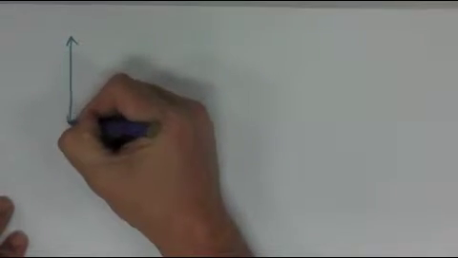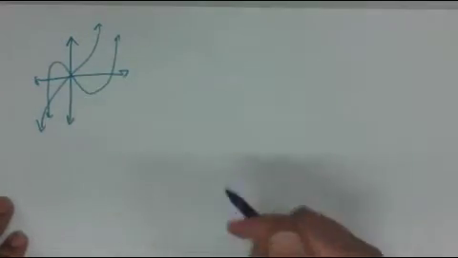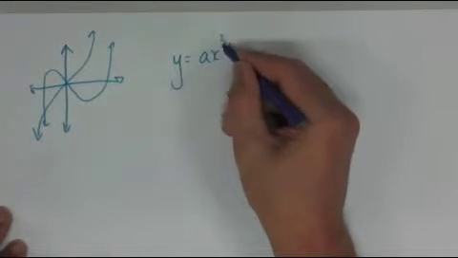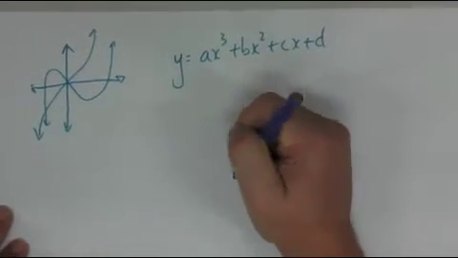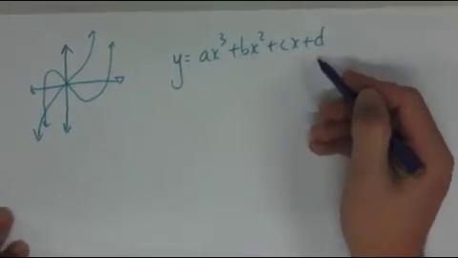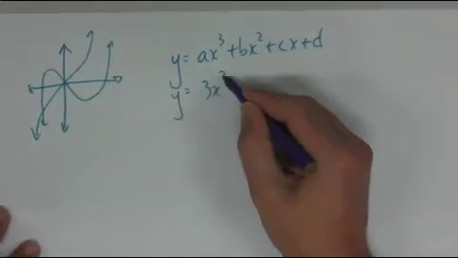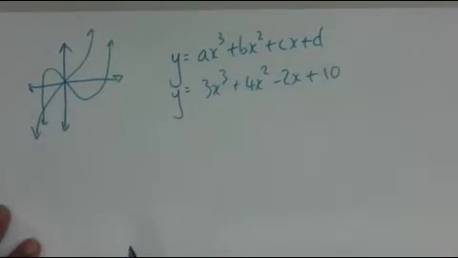Another function that we'd have would be the cubic function. A cubic function can look like that, or it can be a bit loopier and look like that. And this would be y is equal to ax cubed plus bx squared plus cx plus d, where a, b, c and d are all just constants. An example of that would be 3x cubed plus 4x squared take 2x plus 10. That's a cubic function.